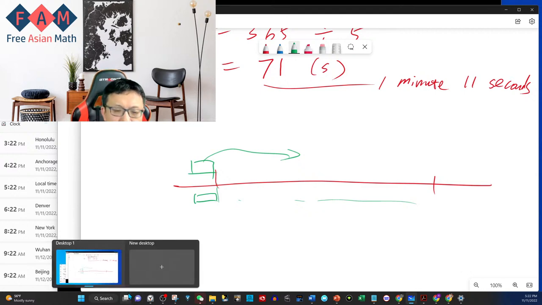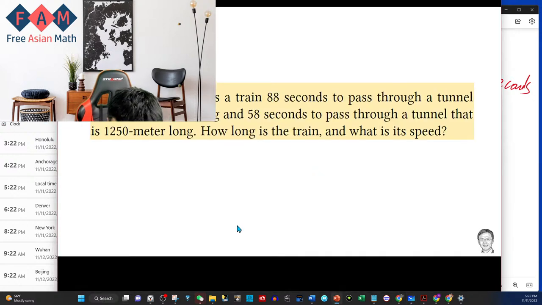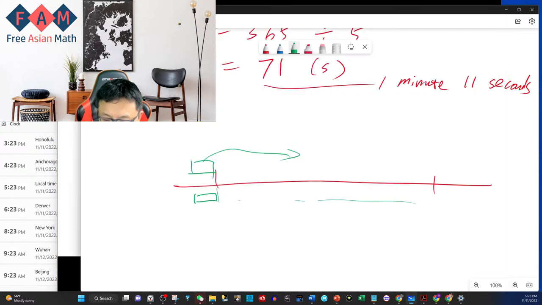The difference between the distances divided by time will be the difference of the speed. So here, the same thing. Why did one travel 2,000 meters and the other only 1,250? Because the time provided is different. Okay, so how can we solve this? I give you half a minute to think about this problem.